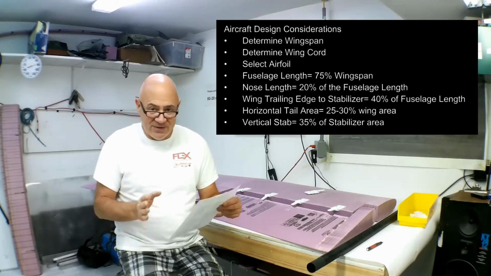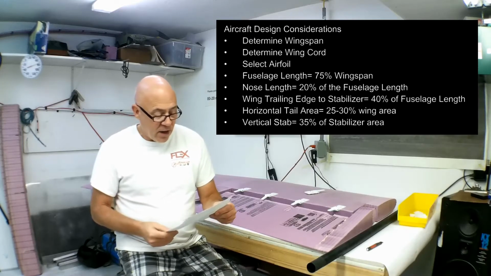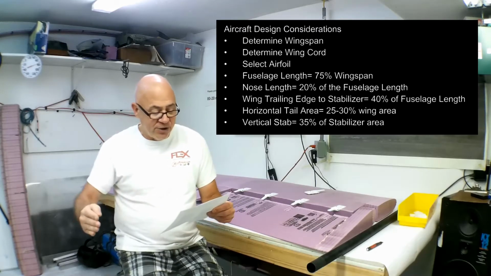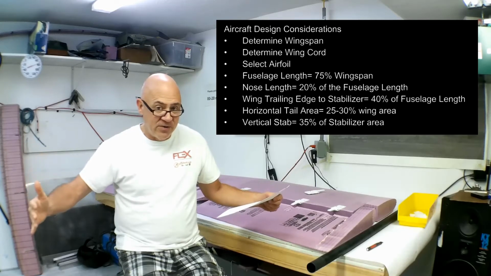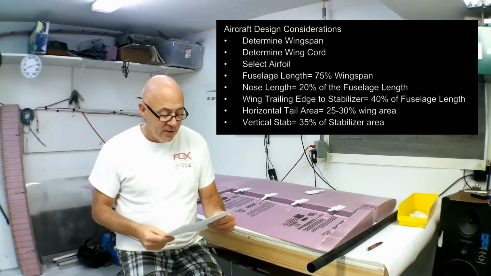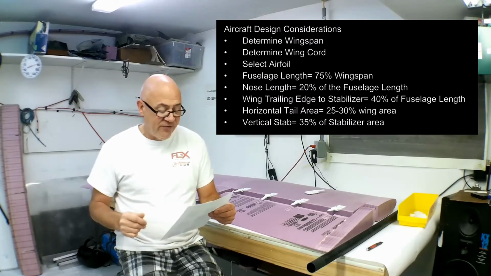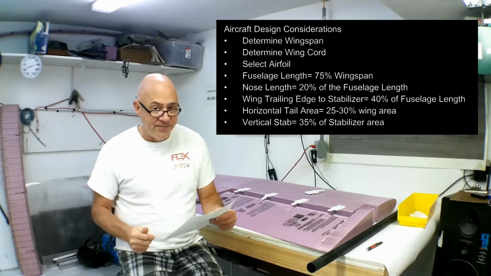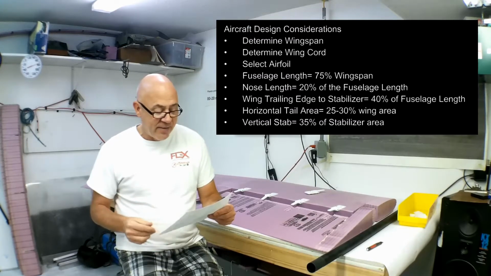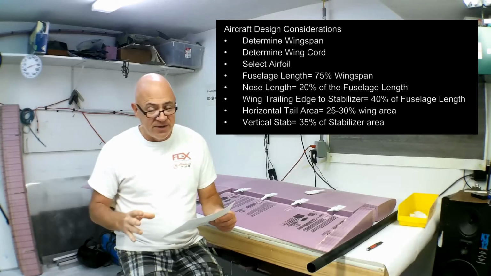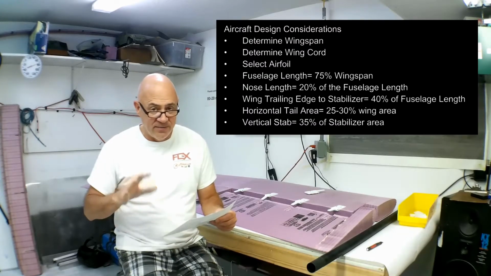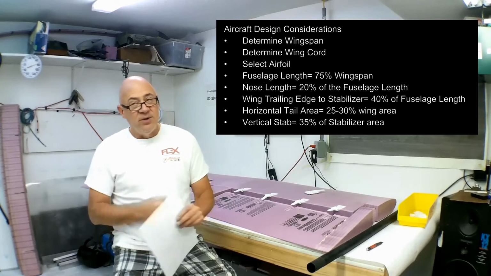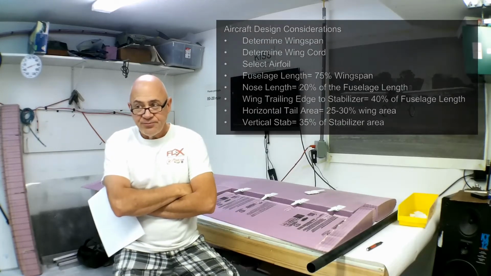Or you move your wing back so you got 20%. Wing to trailing edge is normally 40% of the entire fuselage length. Okay? Horizontal tail area is 25 to 30% of the wing area. Vertical stab is usually 35% of the horizontal stab square inches. So let's think about that for a minute. That is basically building you a good flying trainer or whatever, okay?